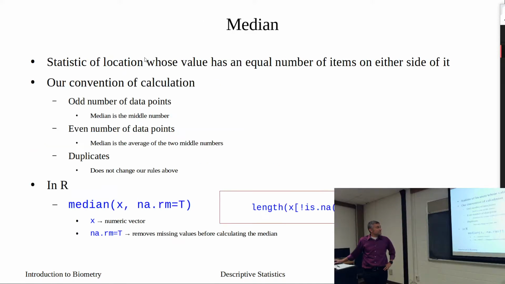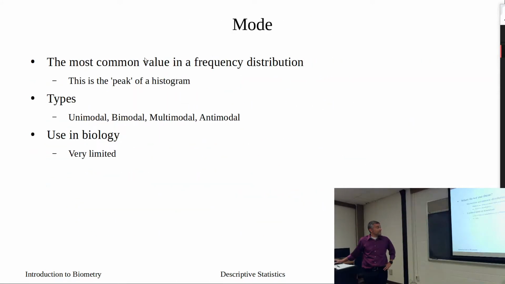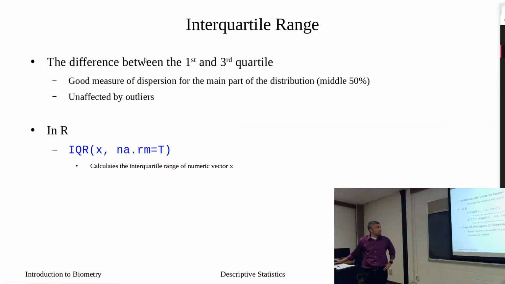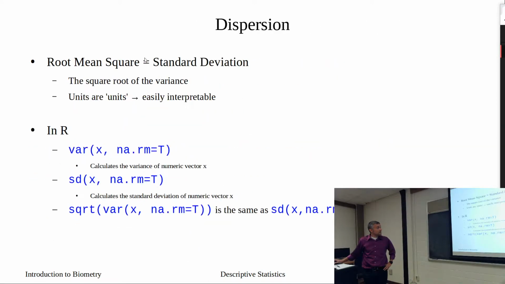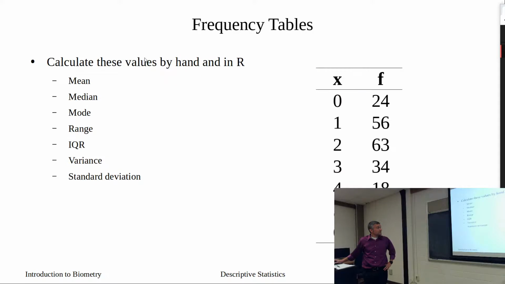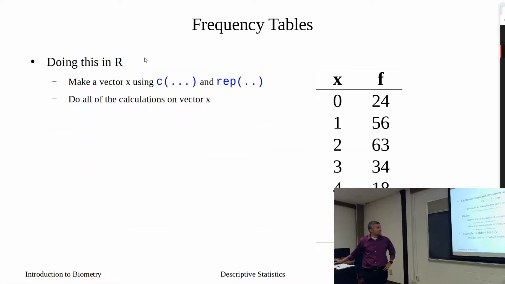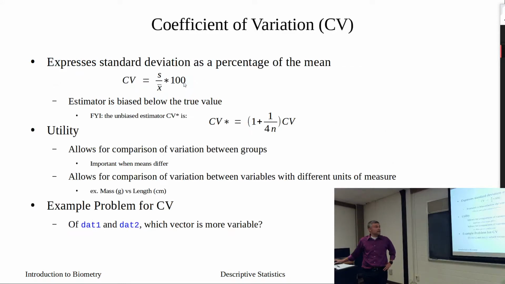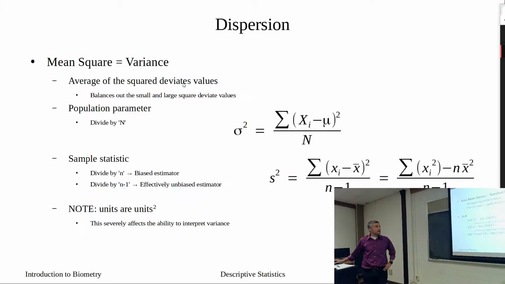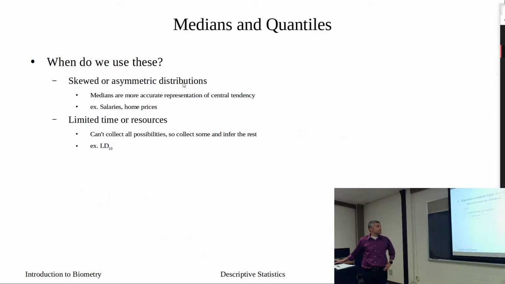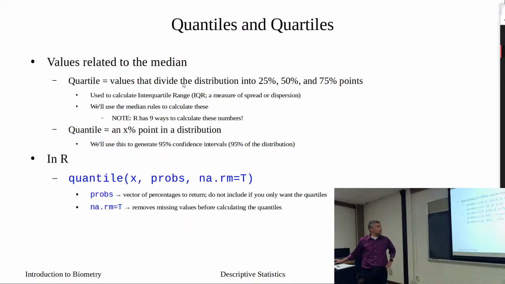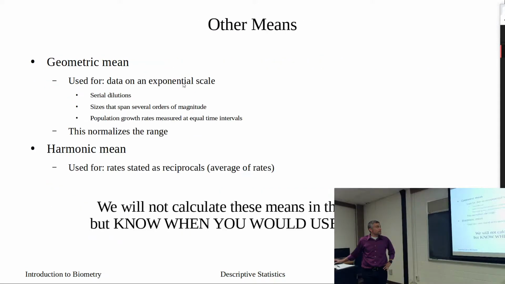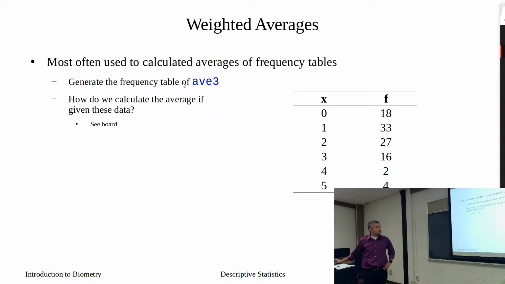And I'm just going to jump ahead real quick because that is in here. Here it is. Make a vector x using C and use the rep. So we use it again, and we'll go over it again just as a reminder when we get there. All right, let's go to the rest.